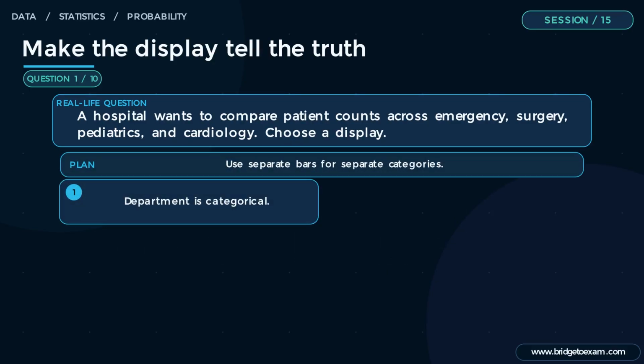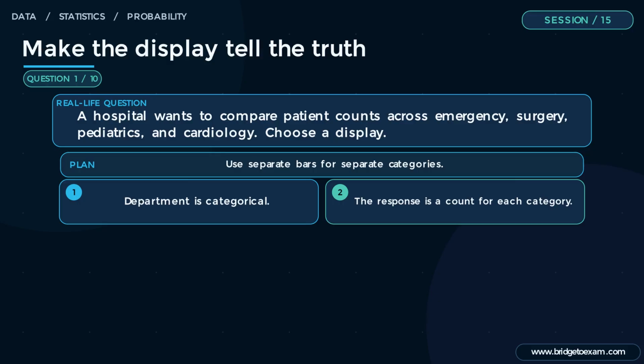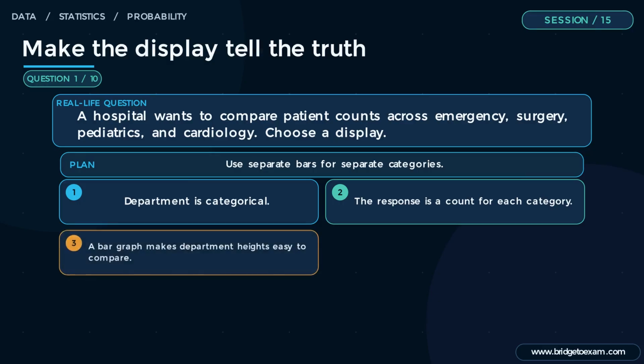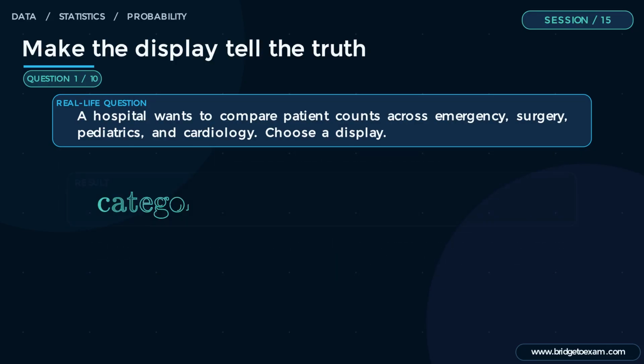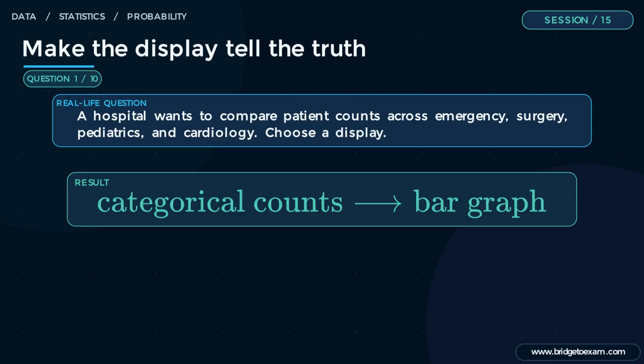Step 1. Department is categorical. Step 2. The response is a count for each category. Step 3. A bar graph makes department heights easy to compare. Step 4. A histogram is not appropriate because departments are not intervals. Quick check. Bars should share a clear count scale and category labels. This matters in real life because hospitals use category comparisons to allocate staff and beds.